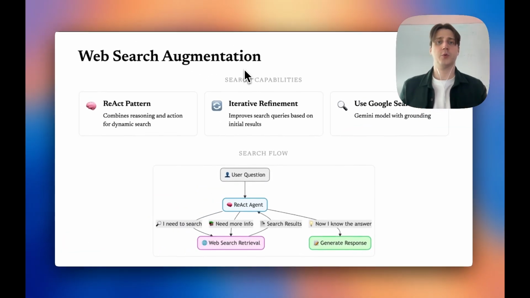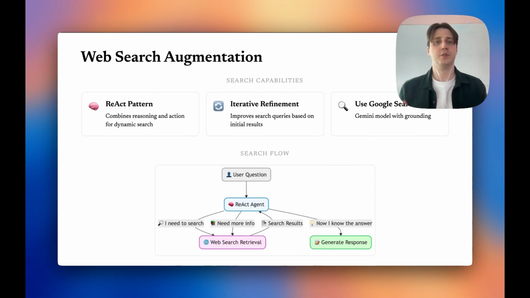For questions that require external knowledge, we implemented web search capabilities using the ReAct pattern, which combines reasoning and action for dynamic search. The system can perform iterative refinement, improving search queries based on the initial results. We leverage the Google Search API with Gemini models for grounding to ensure that the system has access to up-to-date information.